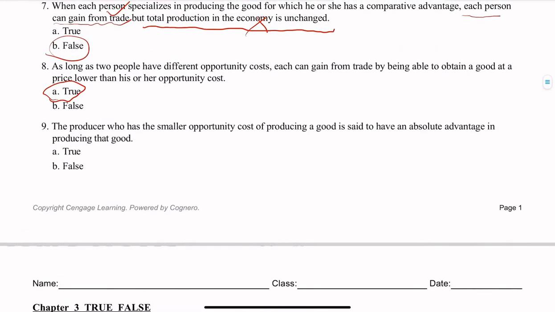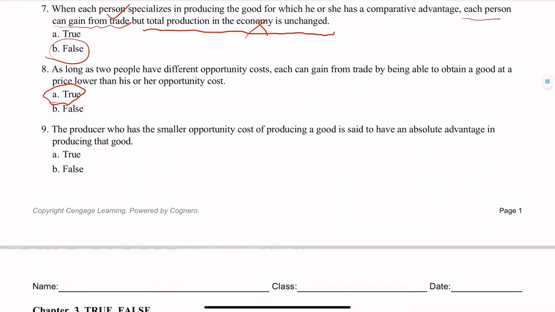Ninth, the producer who has the smaller opportunity cost of producing a product is said to have an absolute advantage in producing that good. Well, obviously this definition here is incorrect, because you're measuring the cost of production using opportunity cost. And we know that this is related to comparative advantage. So this is false.